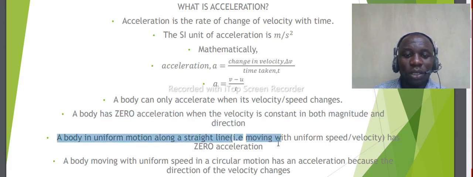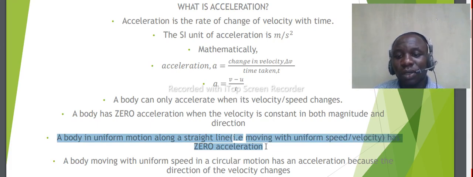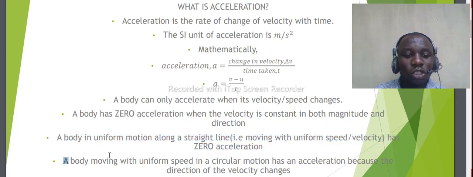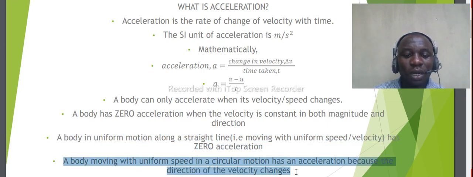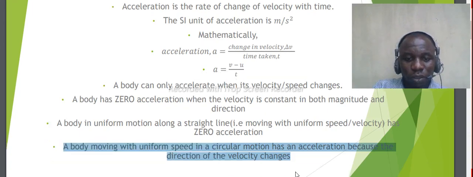A body that's moving along a straight line, a body in uniform motion along a straight line that is moving with uniform speed or velocity has zero acceleration. That's because the velocity does not change. But it's possible that the speed of a body is uniform and there is still acceleration, but that will only take place in a circular motion. So a body moving with uniform speed in a circular motion has an acceleration because there is a change in the direction of the velocity.